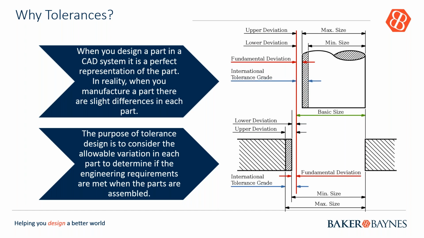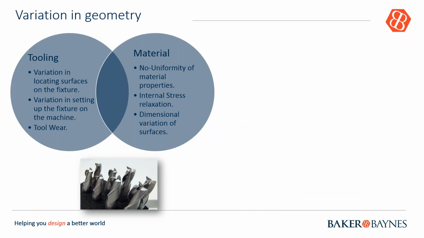We also need to understand how this part is going to perform or behave when it's being used. If we move on to that, we see variations in geometry, sometimes variations in locating surface or texture could be a problem in our tooling. Variation in setting up of the fixture on the machine, and of course tool wear, is always a huge possibility of variations.